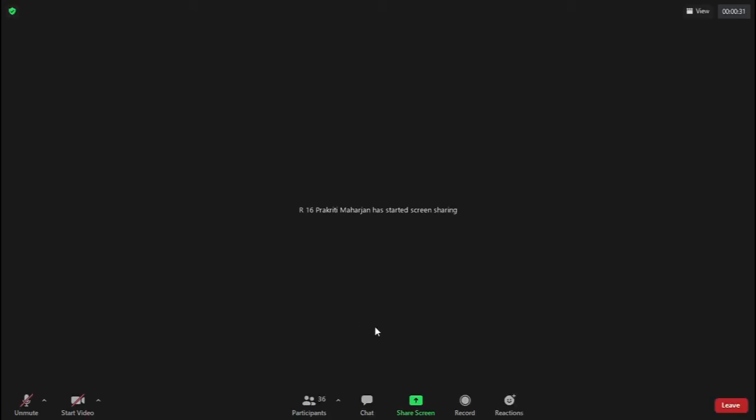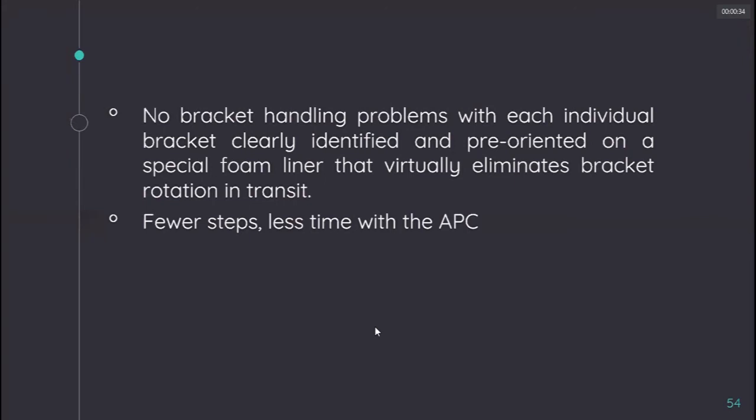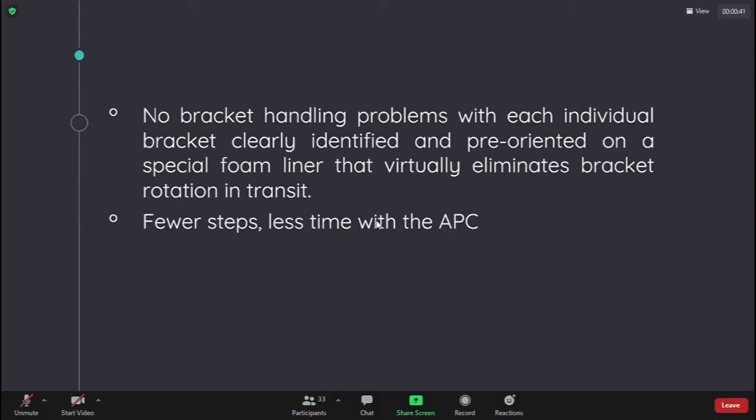Handling problem with each individual bracket, and it is clearly identified and pre-oriented on the special foam liner that virtually eliminates the bracket rotation in transit. It is fewer steps and less time consuming.